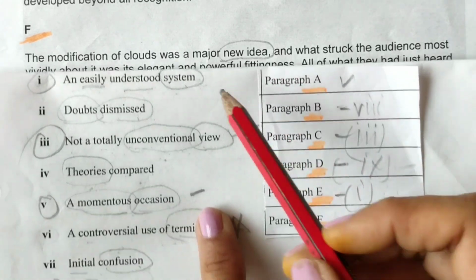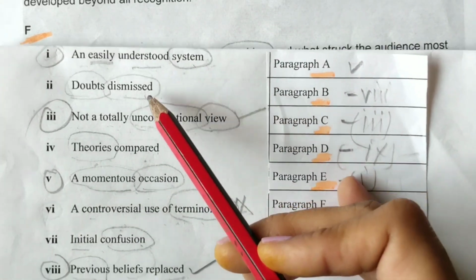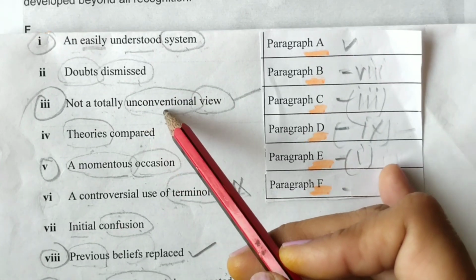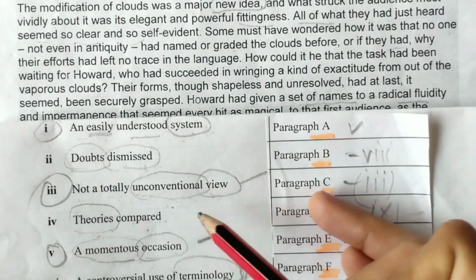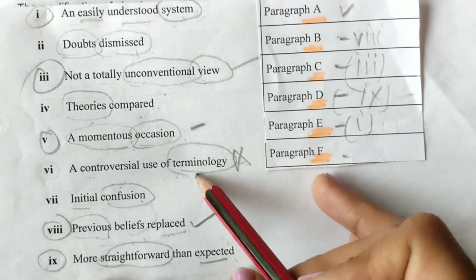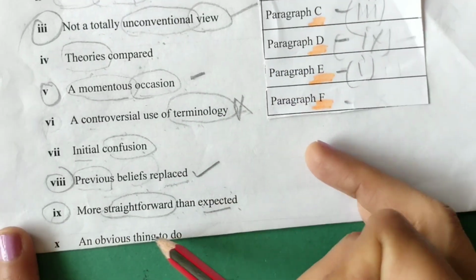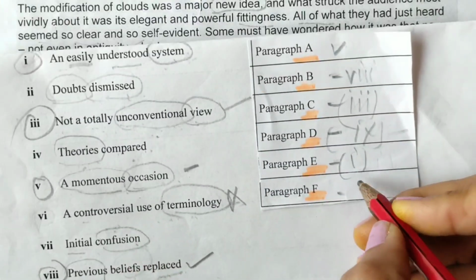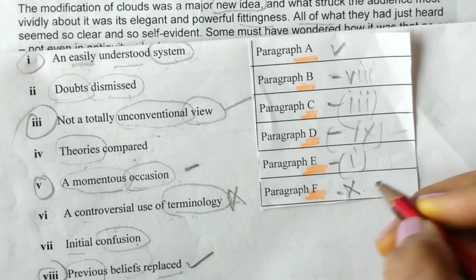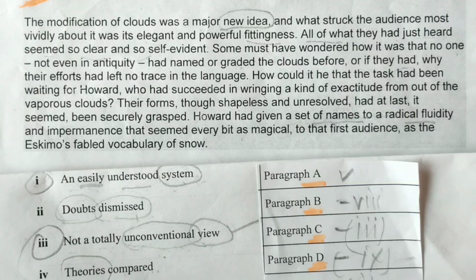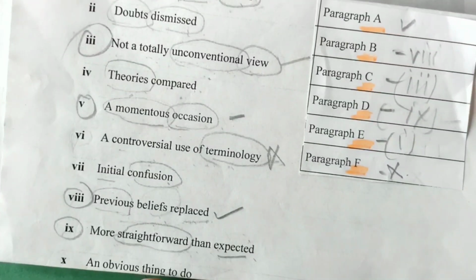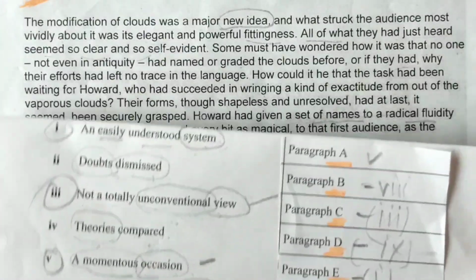So what can we select? This we have done. This is not explained here in this paragraph. So look at the paragraph also. Theories compared is not there. Momentum, occasion, no. Only the last one, an obvious thing to do, is given. So that is number 10. So you can read the paragraph and do it. Lastly, they are talking about an obvious thing to do.